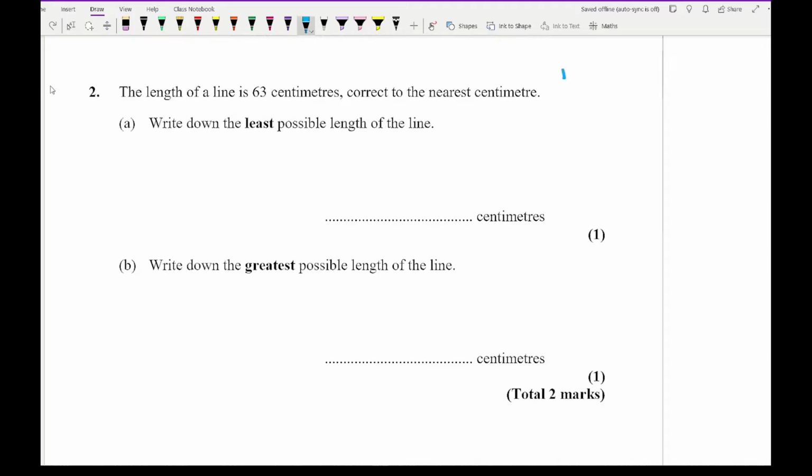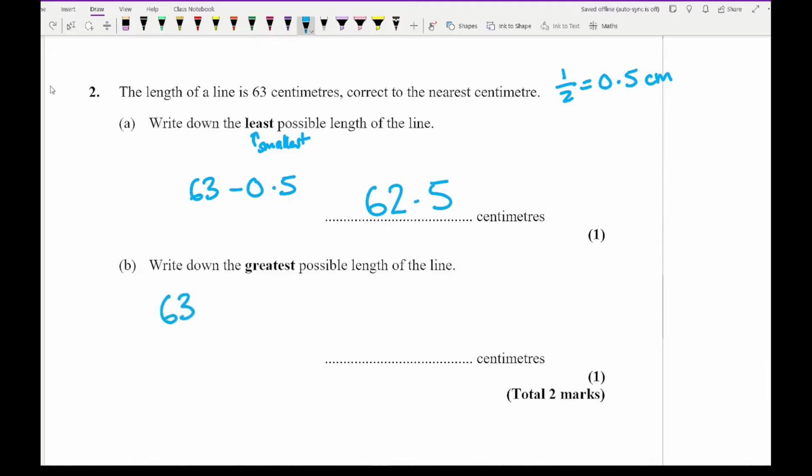Well, next question, it says the length of a line is 63 centimeters, correct to the nearest centimeter. So again, I'm going to get 1 centimeter, divide that by 2, so then my limits are going to be 0.5 centimeters. So find the least, which is the smallest. That's going to be 63 minus 0.5, so that's going to be 62.5. And for the greatest, well, that's going to be 63 plus 0.5, that's going to be 63.5.